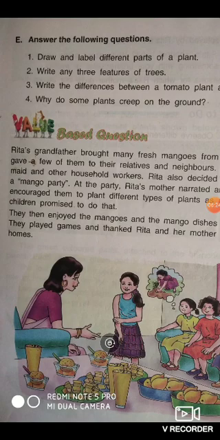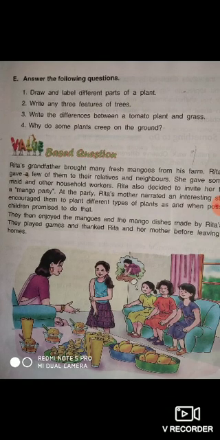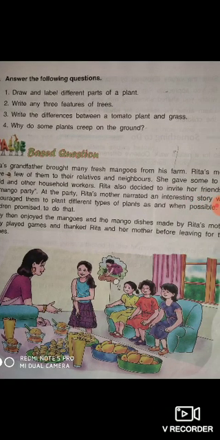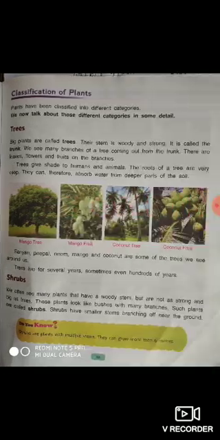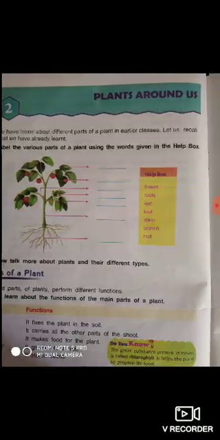I hope you all will write neatly in your copy, and you will draw the diagram of question E from the diagram I have given. I hope you all have done A, B, C, D, and everyone knows about the classification of plants.